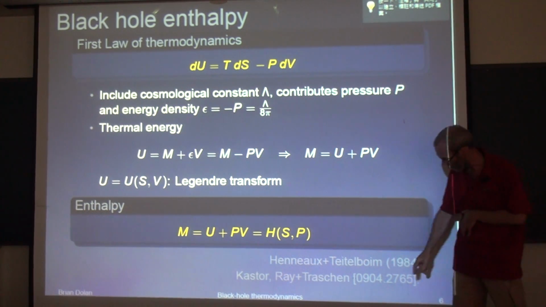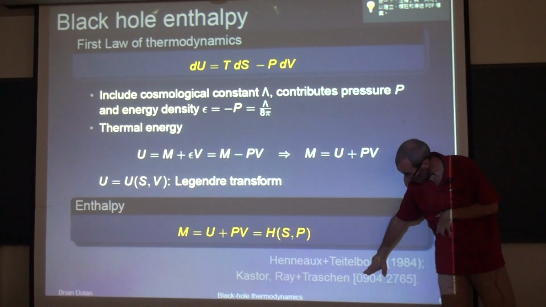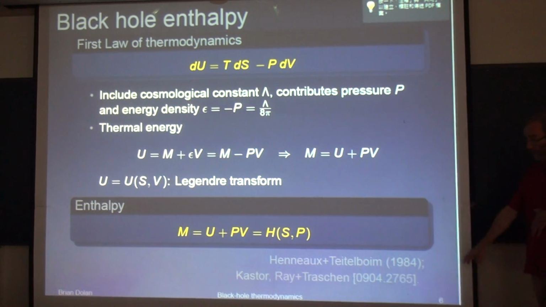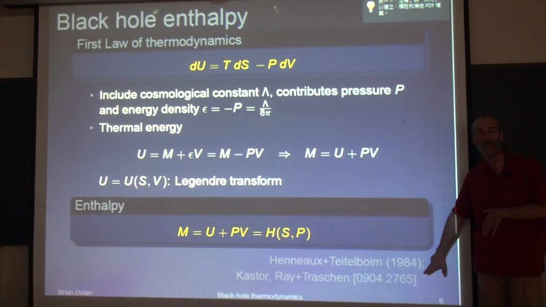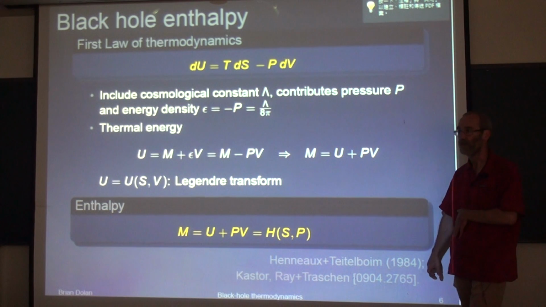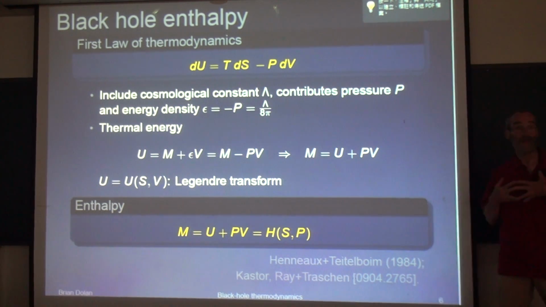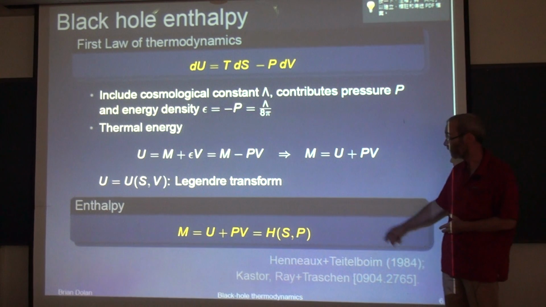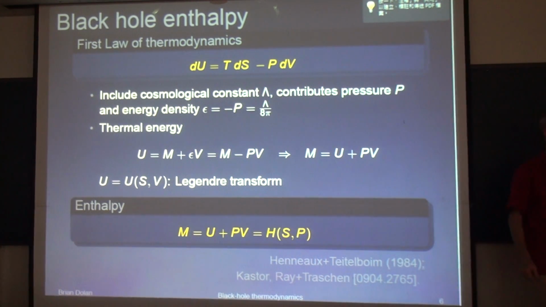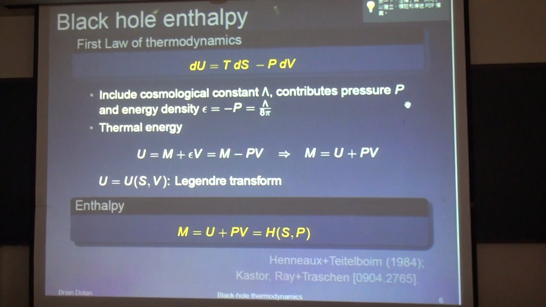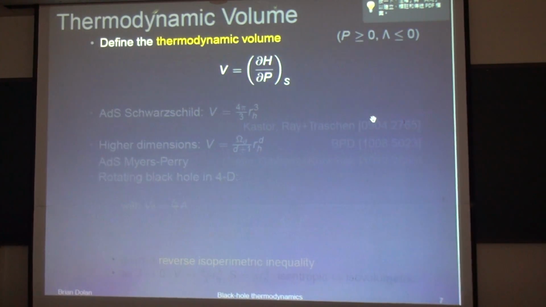this was sparked off by a paper by Kastor, Ray and Traschen 7 years ago, when they were the first people to point out that really you should think of the mass of a black hole as being not the thermal energy, but the enthalpy. Because if the cosmological constant is a fixed background, then the pressure is fixed, and the enthalpy is the correct thermodynamic function to focus on. Prior to 2009, no one ever included pressure and volume in black hole thermodynamics. So that's what I want to look at now.